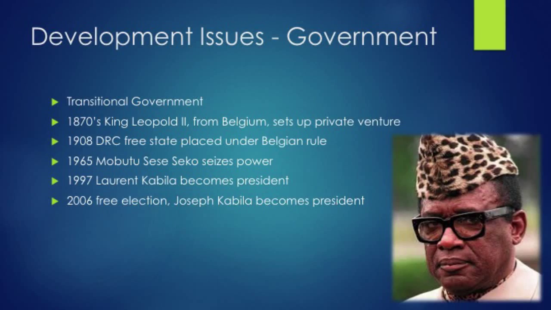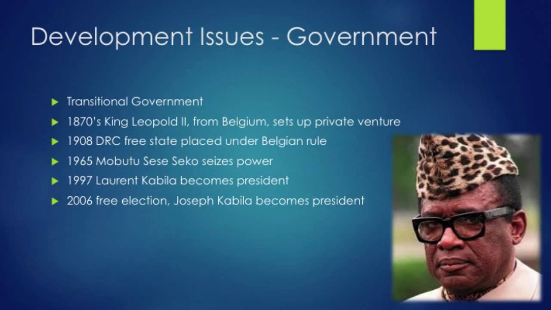All right, now I'm going to talk about some of the issues of the Democratic Republic of the Congo. I'm going to talk about the government, the war, the infrastructure, education and literacy rate, the exports and imports, and then I'm going to end it with some of the potential or growing aspects of the country.